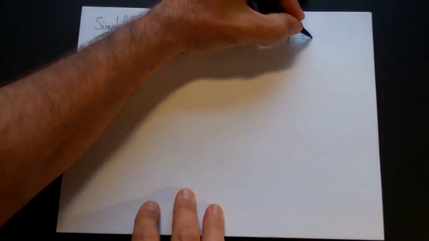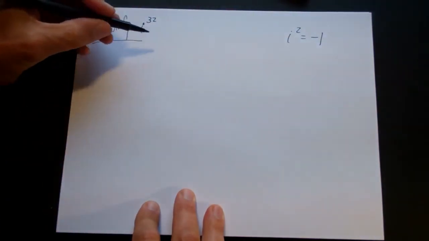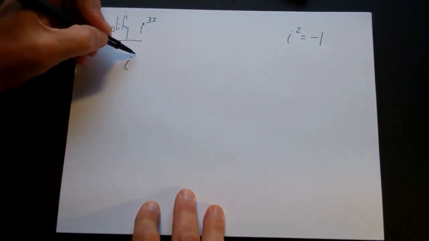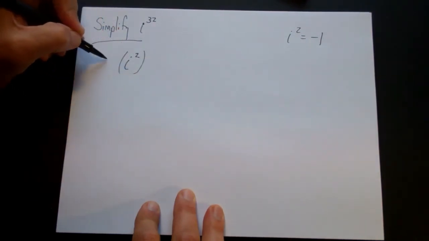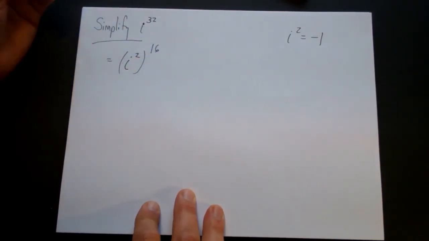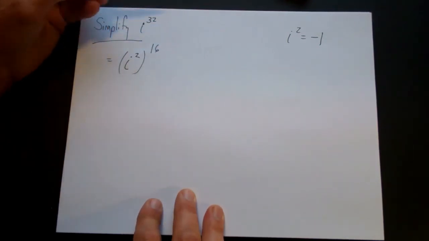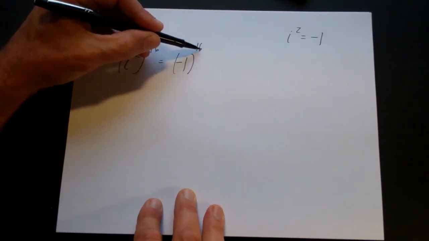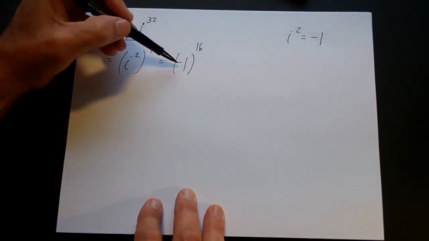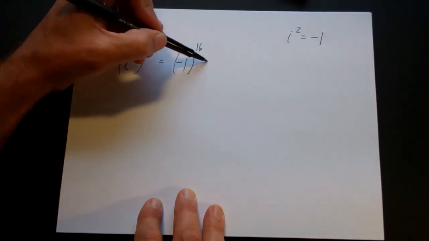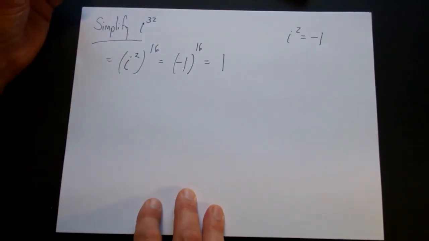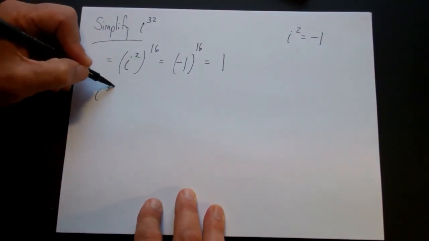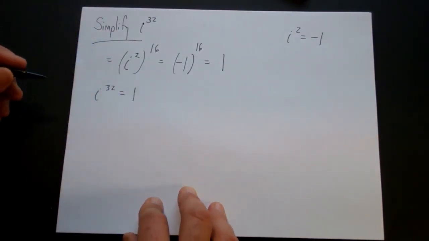Since I squared is equal to minus 1, I'm going to rewrite this as I squared times something. So actually I'm going to rewrite this as I squared raised to the 16th. I squared is minus 1, so I have minus 1 raised to the 16th. If I take minus 1 to the 16th, my answer is 1. So I to the 32nd is simply 1.